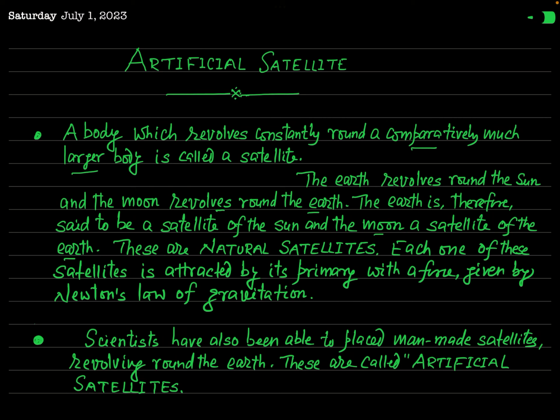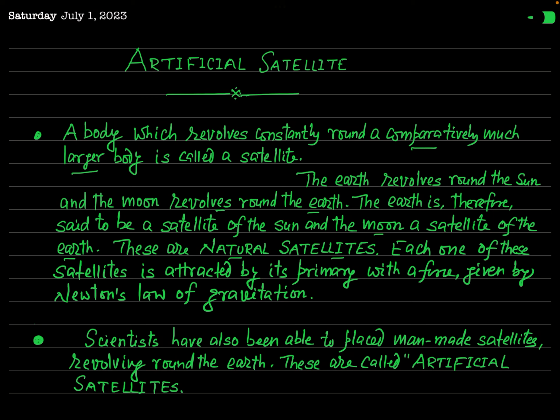And you know that the earth and the moon are not man-made objects. These are natural objects. So we simply say that satellites which are not man-made, but exist naturally, are called natural satellites. So Earth and the Moon are examples of natural satellites.